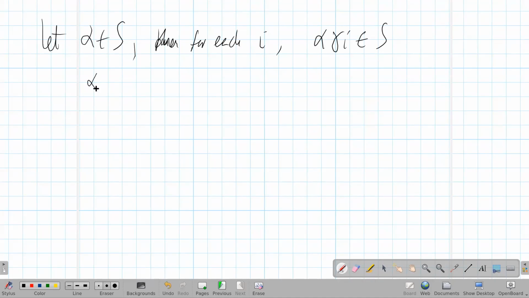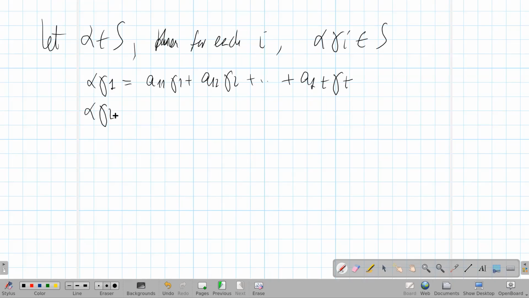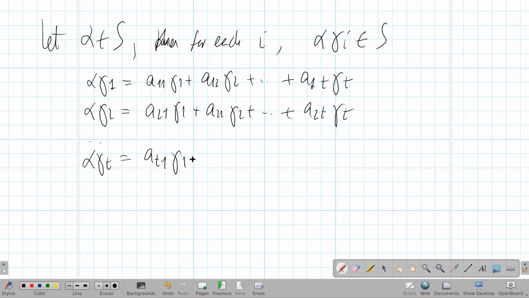So this means that if you take alpha gamma 1, this will be a linear combination of the form, let's say, a11 gamma 1 plus a12 gamma 2 plus a1t gamma t, okay? And the same goes if you multiply by gamma 2, you'll have a21 gamma 1 plus a22 gamma 2 plus and so on, plus a2t gamma t, until you get to alpha gamma t, which will be at1 gamma 1 plus at2 gamma 2 plus att gamma t.